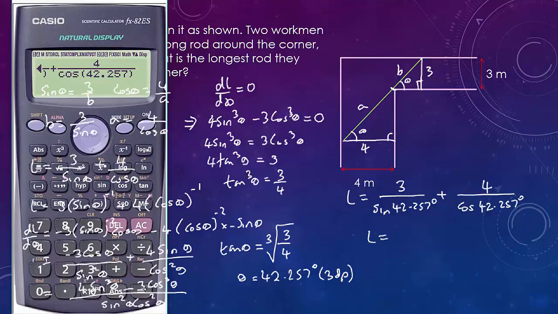And let's press equals on that, and that gives me 9.87. So I'll call that 9.87. Correct, 2 decimal places.